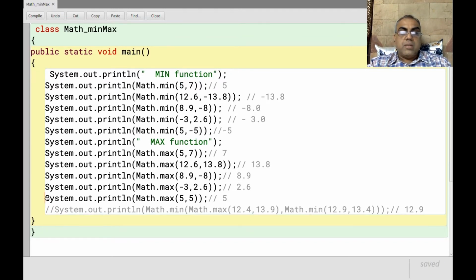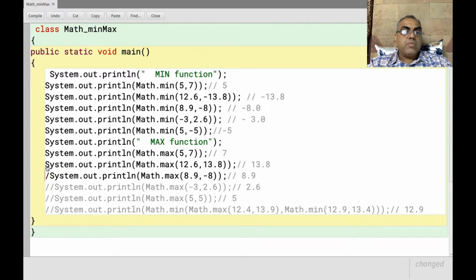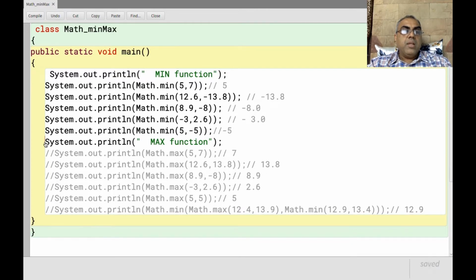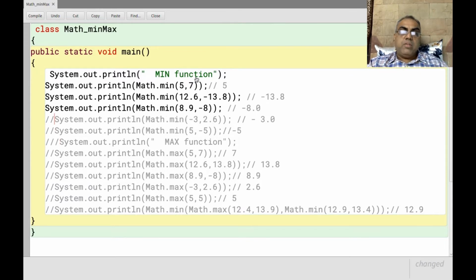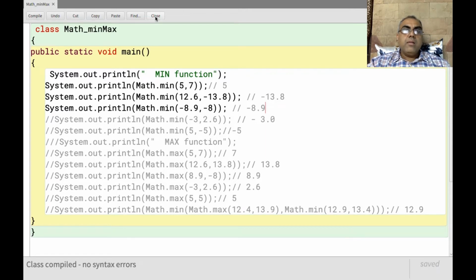So let me disable a few lines over here, so we will be able to immediately catch hold of those values which are available for us to run. So 3 values, 3 lines. 5 and 7, of course the minimum value is 5, so we'll get 5. Between 2 decimals, obviously the negative value will be the minimum, that will be your answer. Between these two also the minimum value. So if I say minus 8.9 and minus 8, my answer is minus 8.9. So this answer should come as minus 8.9. So if I compile and run.